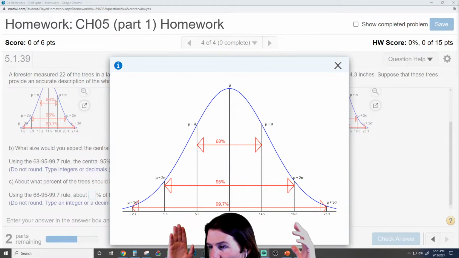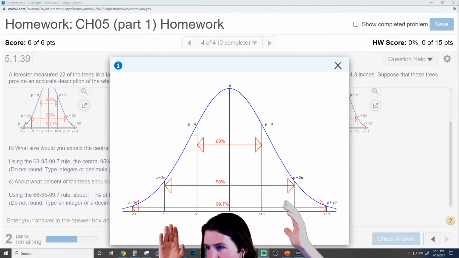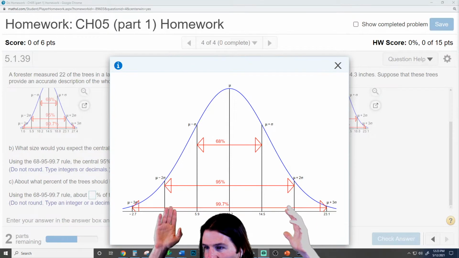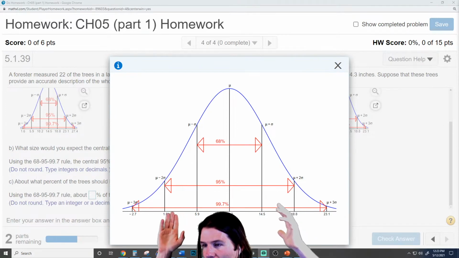So how much area is Brian holding in his hands right here? I need to not mirror myself. How much area is Brian holding in his hands?